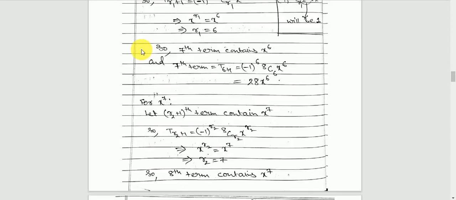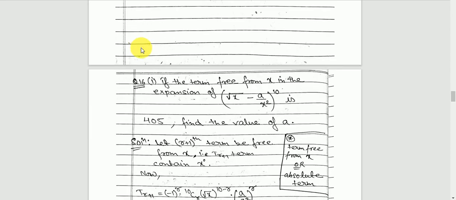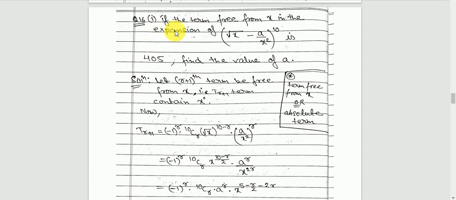Okay, children, so I had left over here in the previous lecture. Now let us see the next question. Question number 16. If the term free from x in the expansion of this is 405, find the value of a. So they are saying that in this expansion, a term which is free of x is equal to 405. Find the value of a.